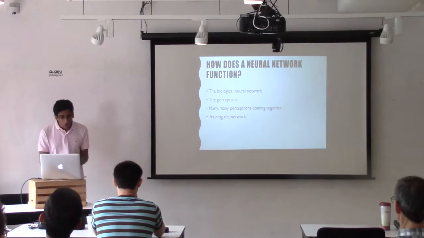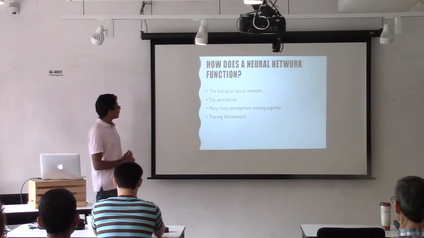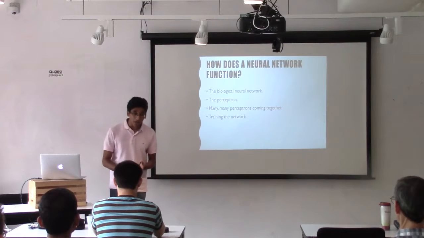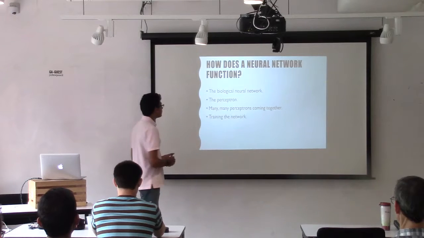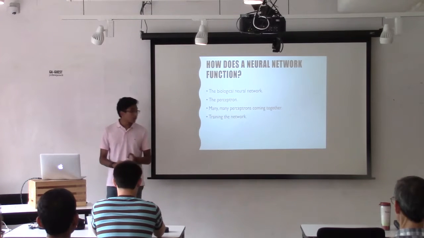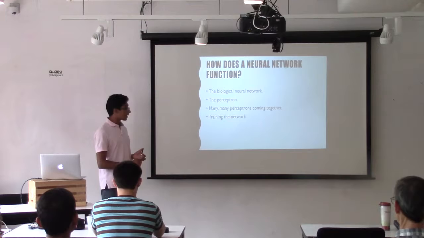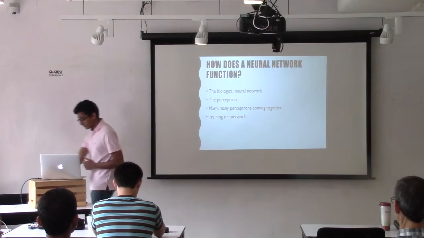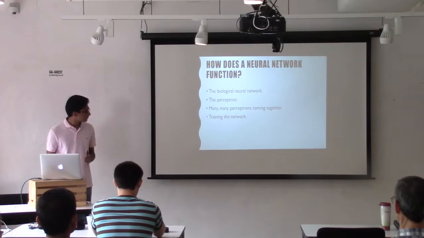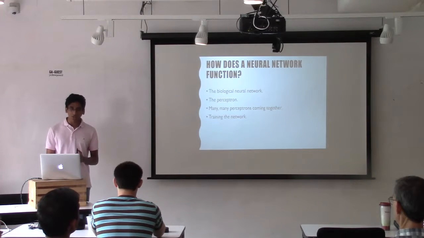So, how does a neural network function? We're going to talk about four things. We're going to talk about the biological neural network, although I loathe to do so. We're going to talk about the perceptron. We're going to talk about many perceptrons coming together. And we're going to talk about training the network. Did I miss a slide? No, because the biological neural network is not important.